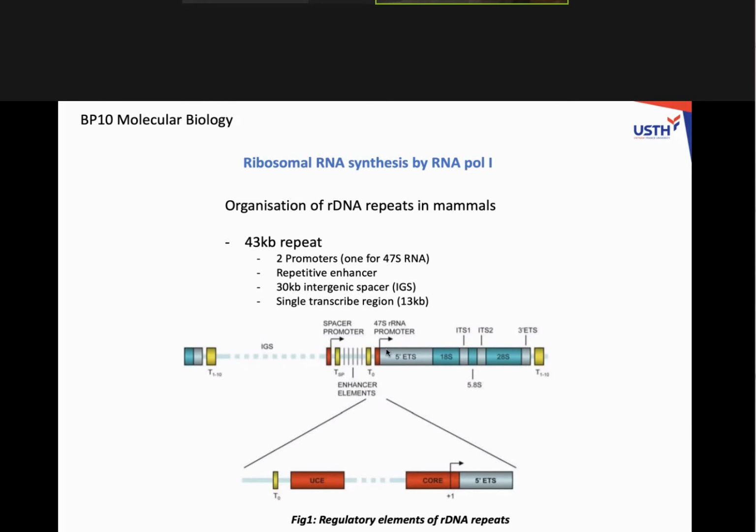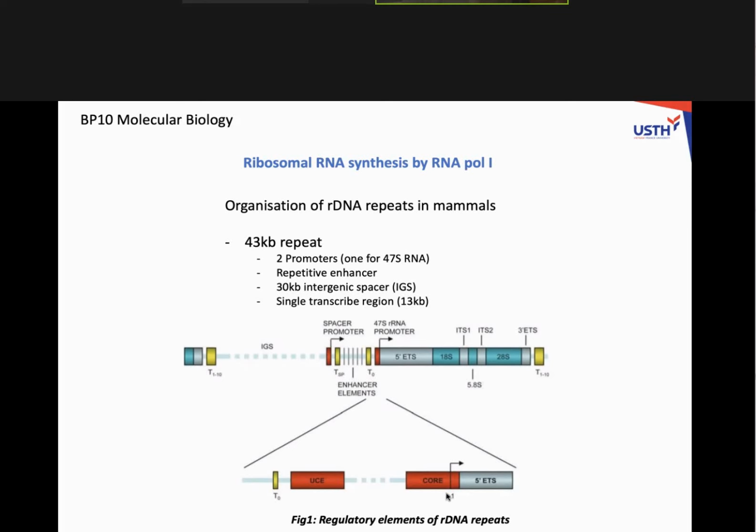So those two promoters, the promoter which is written 47S RNA promoter is the one that is recognized by POL1, and I will show you how they can interact, and then the transcription will give rise to the pre-rRNA that is going to be split into different versions of the ribosomal RNA. In front of this, I will come back later on to the notion of promoter.